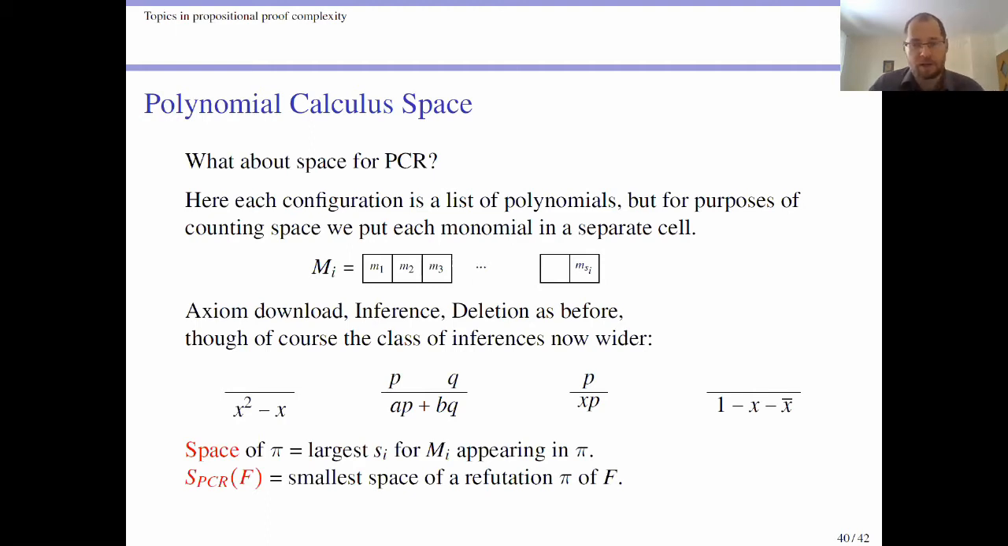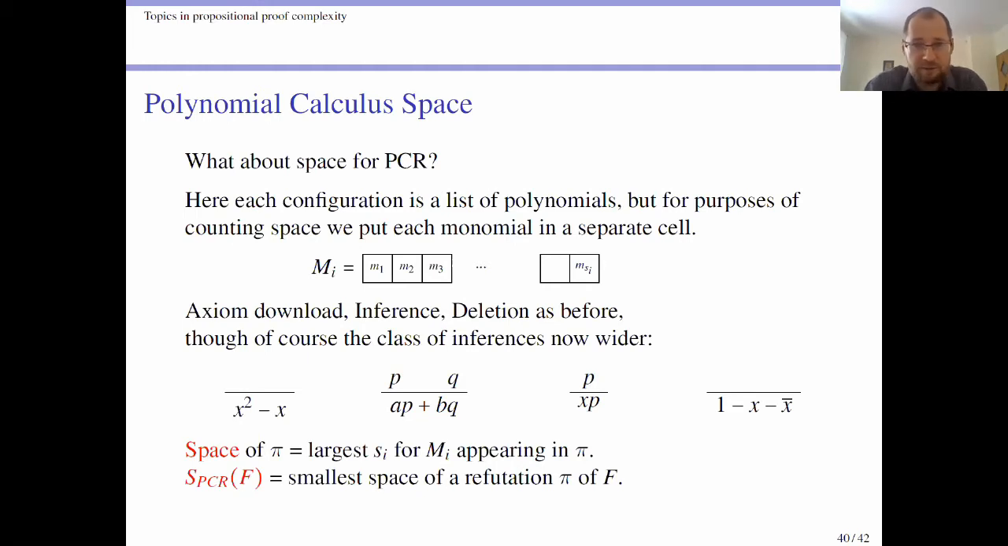Okay. And yeah, the space of a configuration is the largest number of monomials appearing in any configuration. The space of a refutation, and the space needed to refute a formula is, as usual, minimizing over the space of refutations of it. Okay, so it's very similar to resolution, but we're not counting clauses on the board, nor are we counting polynomials, just one per polynomial, but we're counting the monomials.